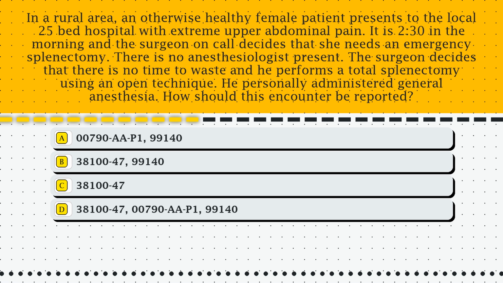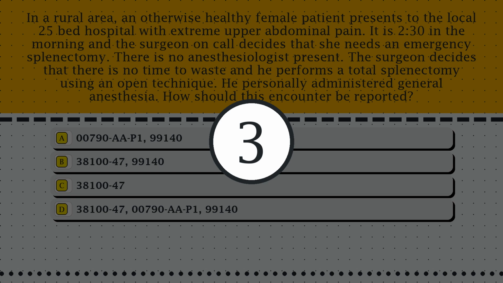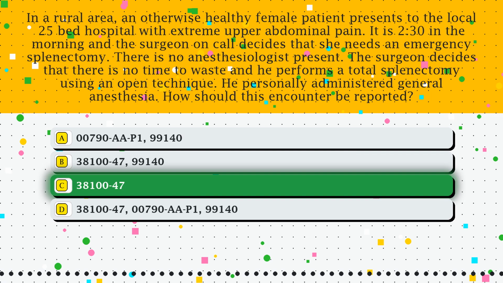Option A, 00790 AAP1, 99140. Option B, 38100-47, 99140. Option C, 38100-47. Option D, 38100-47, 00790 AAP1, 99140. The correct answer is option C, 38100-47.